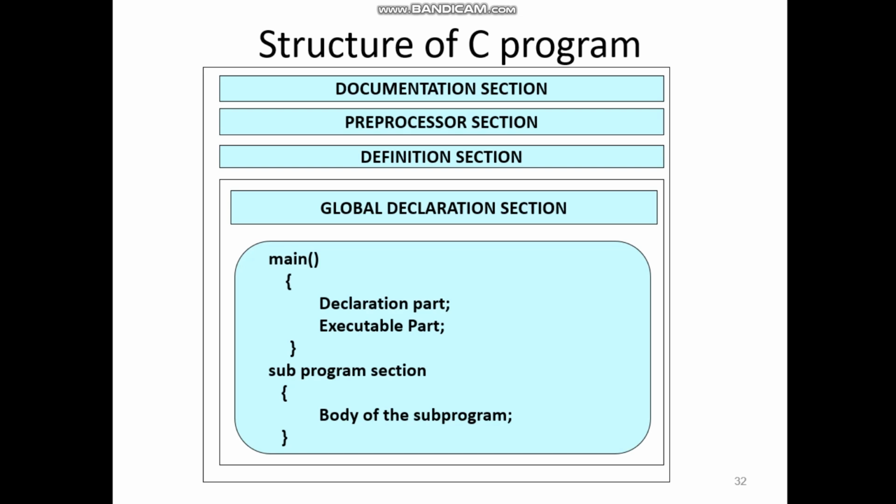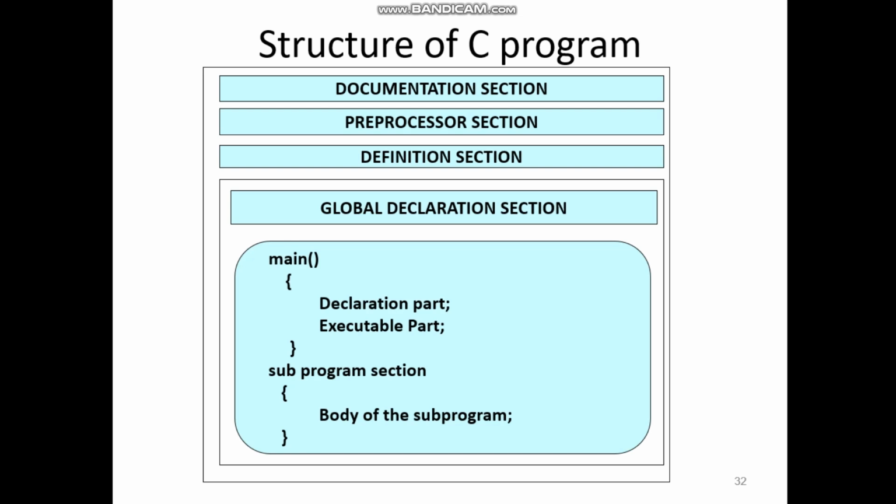So this is the overall structure of a C program. We have 5 sections. One is your documentation section. Number 2, preprocessor section. Number 3, global definition section. Number 4, global declaration section. And number 5 is your actual main program.